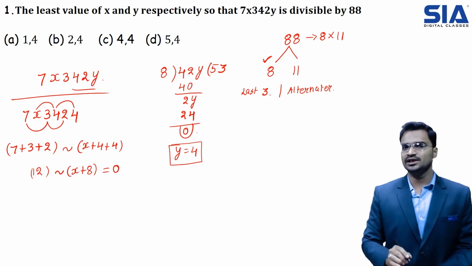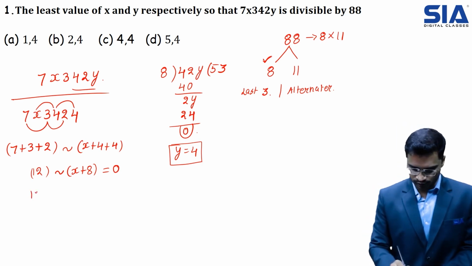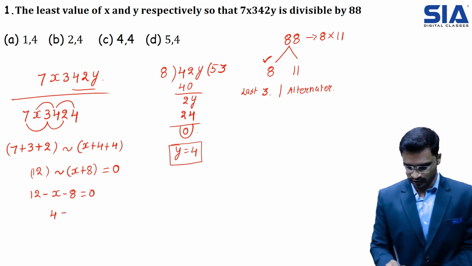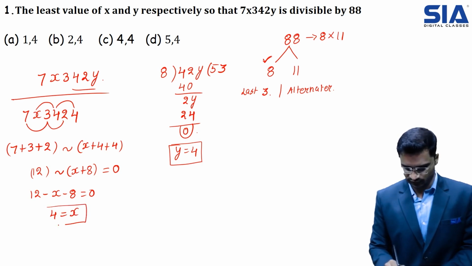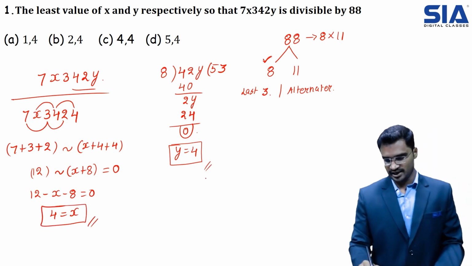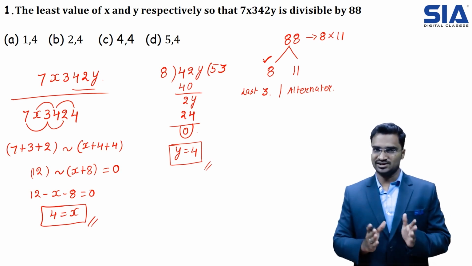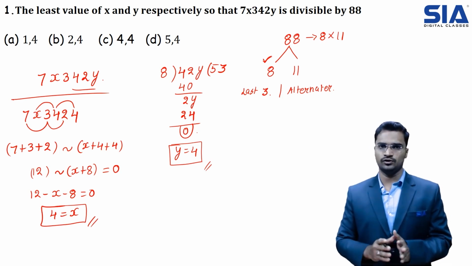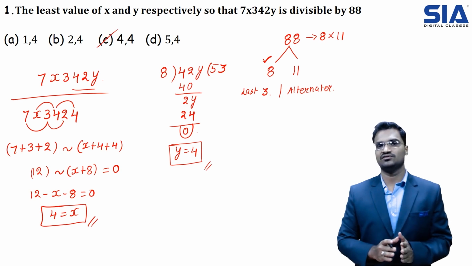Let us equate this to 0. Now 12 minus x minus 8 is equal to 0. Then 12 minus 8 is 4. Minus x goes to that side and becomes plus x. So the x value is 4. Now we have got the values of x and y. So x is 4 and y is 4. So our answer is option C, which is 4, 4.